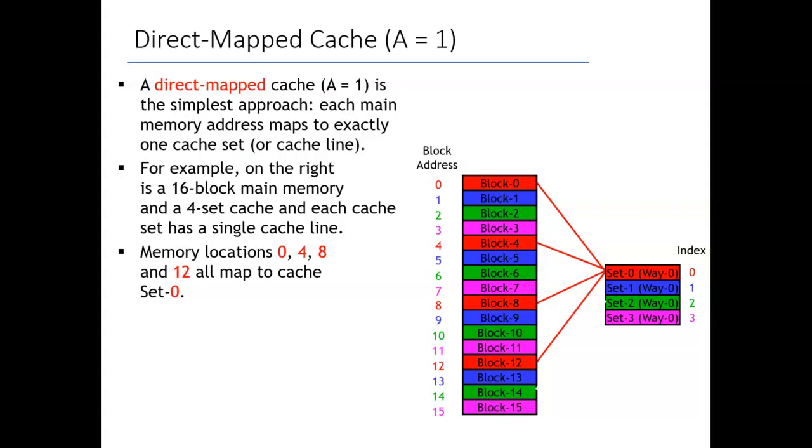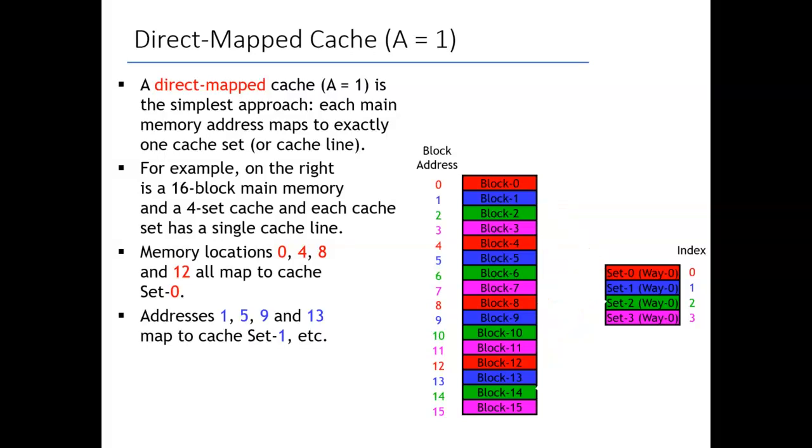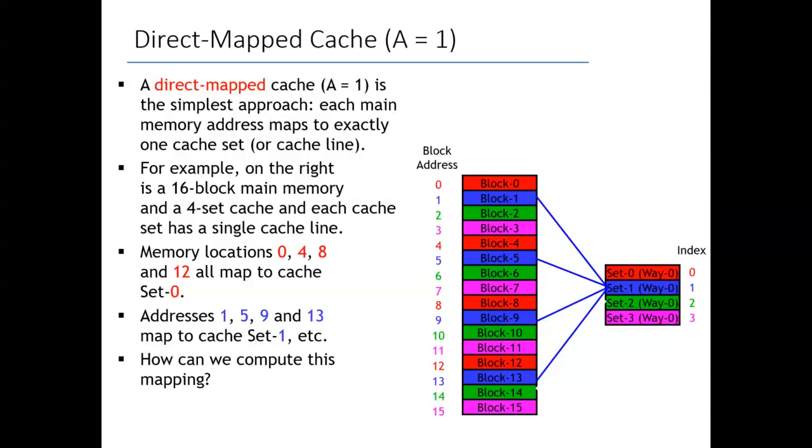Can anyone tell me? Anyone may answer, please. 1, 5, 9. Yes. Which color? 1, 5, 9, and 13. So we are using the blue color for it. Okay. So all the blocks 1, 5, 9, and 13. And similarly, 2, 6, 10, and 14 will be mapped to set 2.